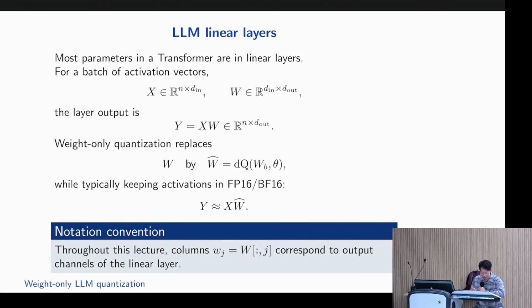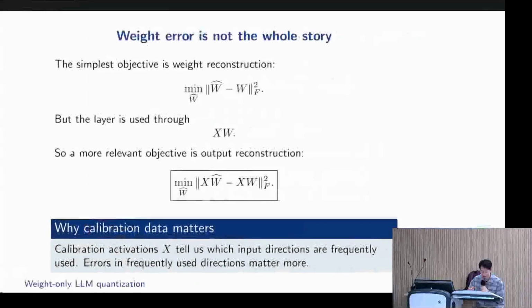Okay, let's introduce some other notation. If you have a linear layer of size d in by d out, and x is the activation of size n by d in, wj corresponds to the output channel indexed by j, so one of the columns in the matrix. Let's call this guy wj.